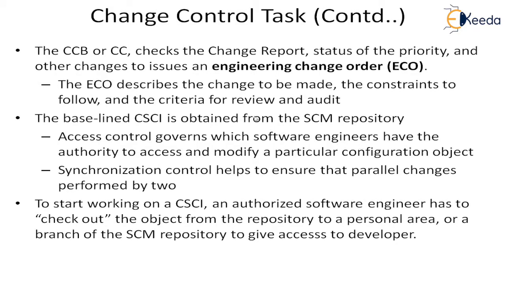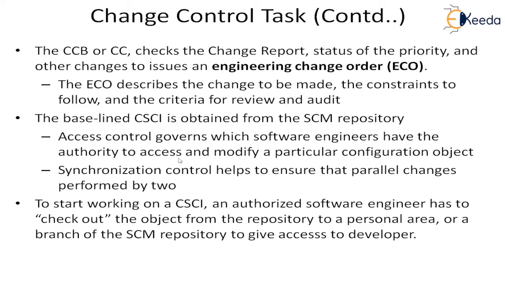Now that change report will be taken up by the CCB or the controller, and they will see the priority and status of other changes, and they will issue an engineering change order. That means an approval of the change request. Then the ECO will describe the changes to be made, the constraints to be followed, and the criteria for review and audit. So once this is approved and established, then the change is approved. Now those items that will be required for the change can be obtained from the SCM repository.